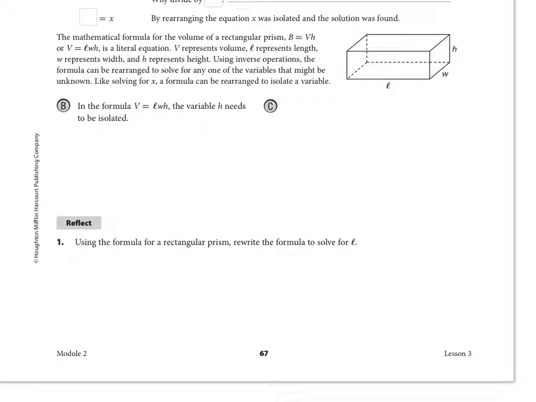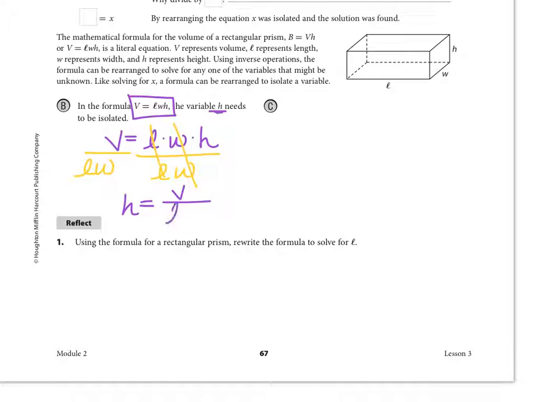All right, in example B, they're wanting us to use this formula and isolate the variable h. So as it stands right now, I have length times width times height. Remember, when those things are bumped up next to each other, it's all multiplication. And I am trying to undo multiplication. So to undo multiplication, you can divide by L and W separately, but L and W are going to have to be divided in the end, so I'm just going to do it at the same time. On the other side, nothing cancels, so I'm just going to be left with H equals V over LW.